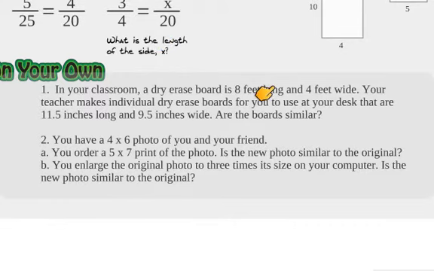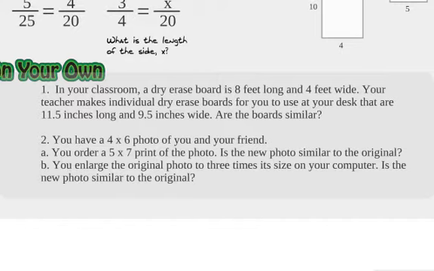Always do the length to the length, so 8 to 11.5, and the width to the width, so 4 to 9.5. Set them up in a proportion, cross multiply, and are those numbers the same? If they are, bam, you've got a proportion, and they're similar figures. What about this guy? You have a 4x6 photo of your friend, and you order a 5x7 print. Is the original compared to the new one similar?